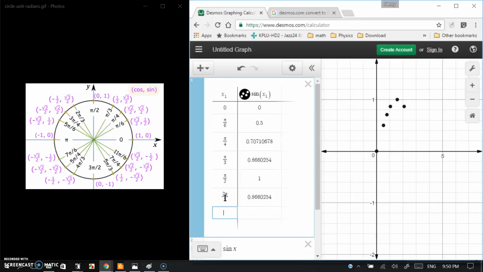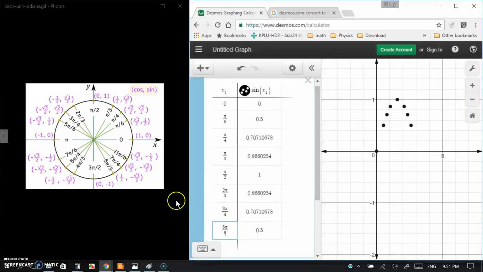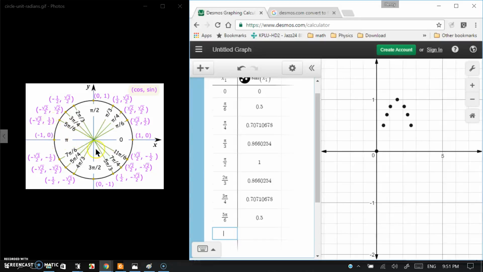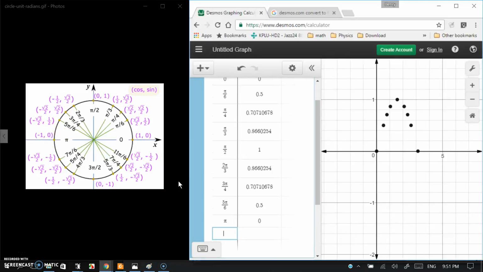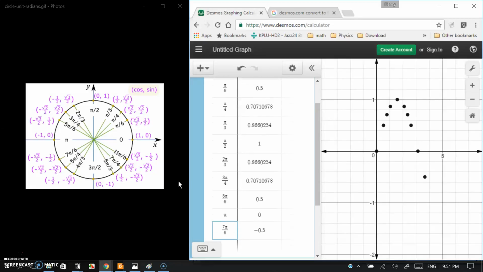Next one will be 3 pi over 4, and the sine value is going to be root 2 over 2. And the next angle is 5 pi over 6. Sine of 5 pi over 6 is half, 0.5. The next one will be pi, and sine of pi gives us 0. Next one, 7 pi over 6. My y is negative half.